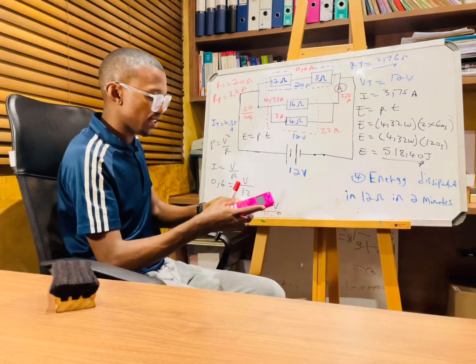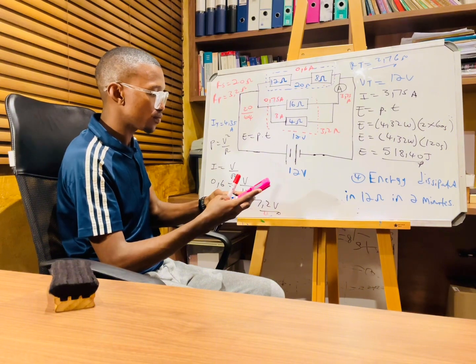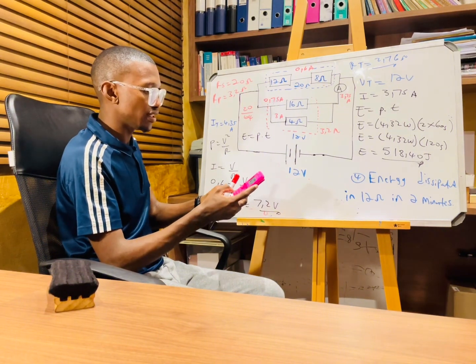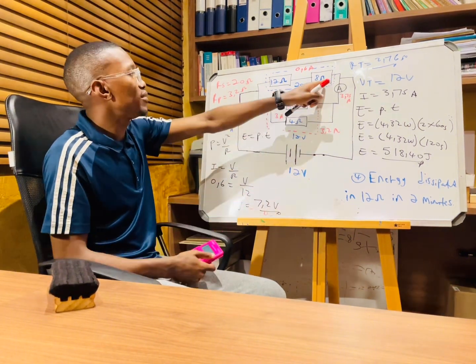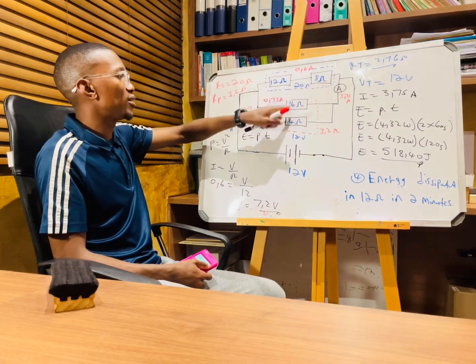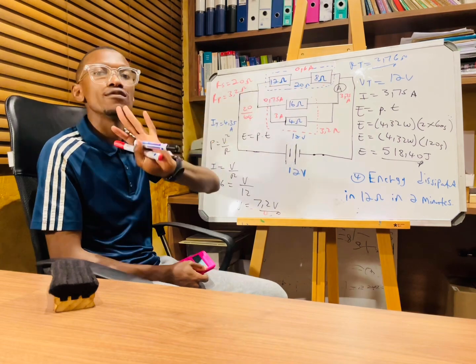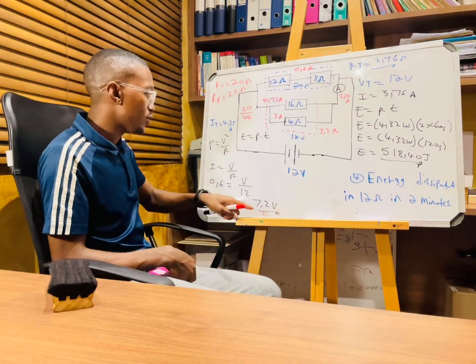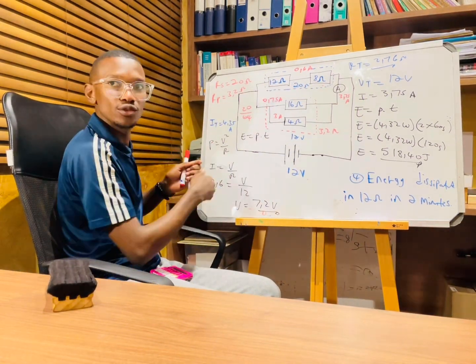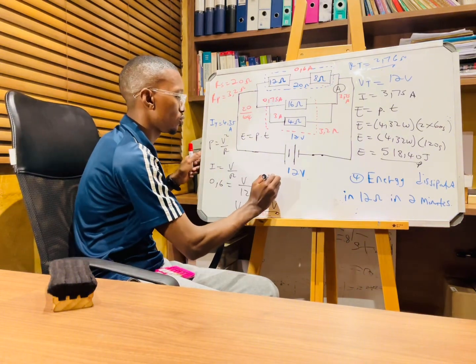Remember, the voltage for this one and this one, when you add them, they must give you 12. So let me check: 12 minus 7.2 is 4.8. So here it is 4.8. 4.8 plus 7.2 will give you the 12 volts, because the 20 ohm and the 12 ohm have the same voltage. So fine, it's 7.2. Can I use the 7.2 here to get the power? Sure.